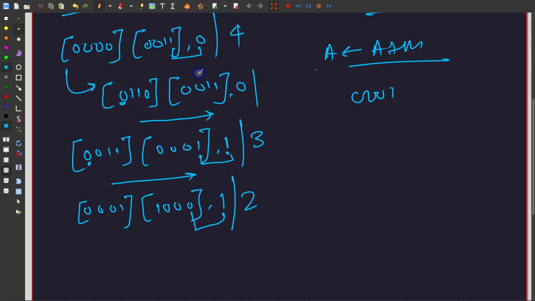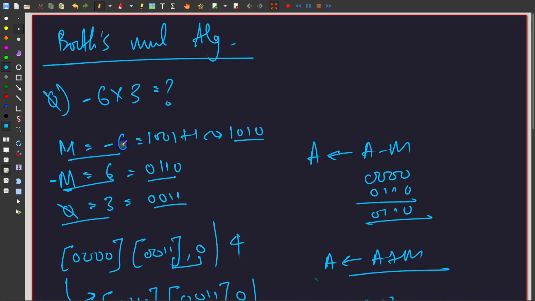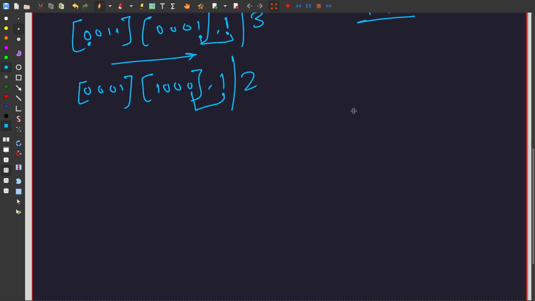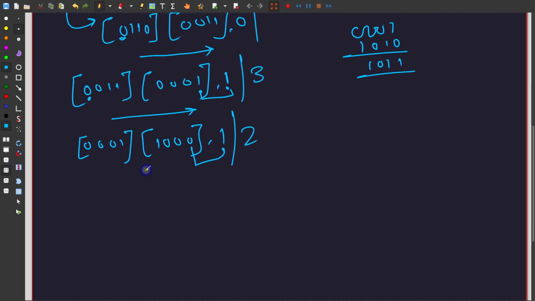Now you have to add m. Remember, m is minus 6. Doesn't matter, but it is m. So 1, 0, 1, 0. You add 1, 0, 1, 0 to this. There is no question to be asked here. Right, so that is the value 1, 0, 1, 1. So the intermediate value now is 1, 0, 1, 1. 1, 0, 0, 0 sort of stays inside the register anyways.